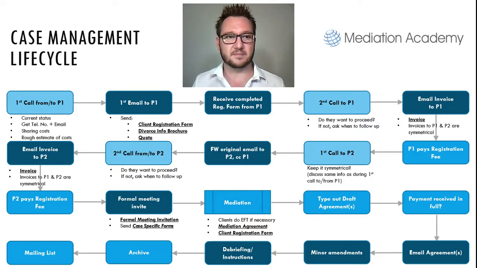And if you're not ready to proceed immediately, tell me when it would be a good time for us to move ahead with this. From there, once I get the go-ahead from party number two, I'm going to email them an invoice, which looks exactly the same as the invoice that I sent to party number one, except of course it has party number two's details on it. Okay, so again, even the invoices are symmetrical. Once party number two pays their portion of the registration fee, I now have the go-ahead from both sides, and I'm going to issue a formal meeting invitation as we discussed previously.